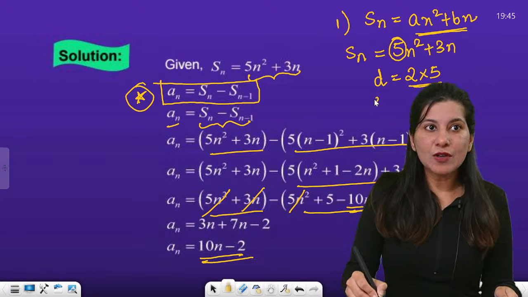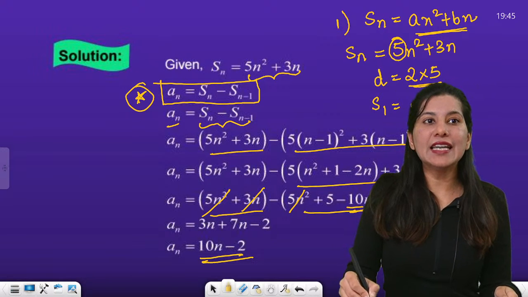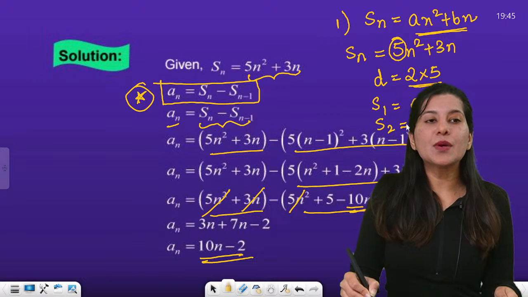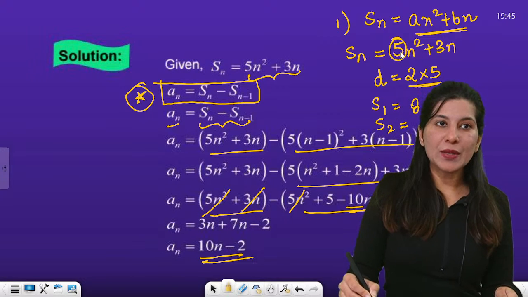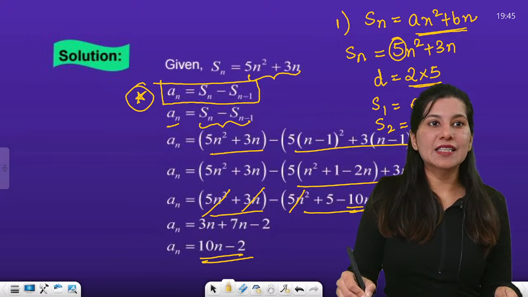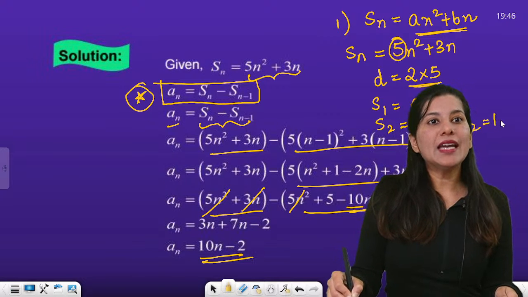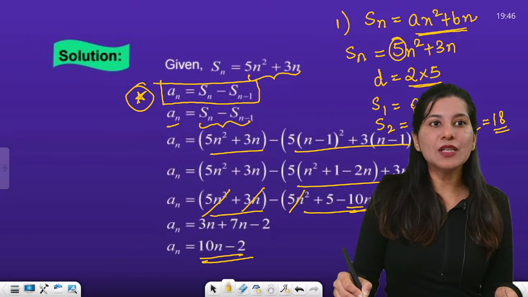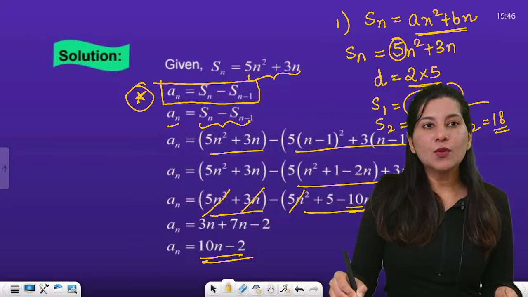Have a look, you can just calculate it right away. Sn is given, so what will be S1? 5 plus 3, 8. What will be S2? 5 times 4 is 20, 20 plus 6 is 26. So basically T2 will be 18. So can you see T1 is 8, T2 is 18.